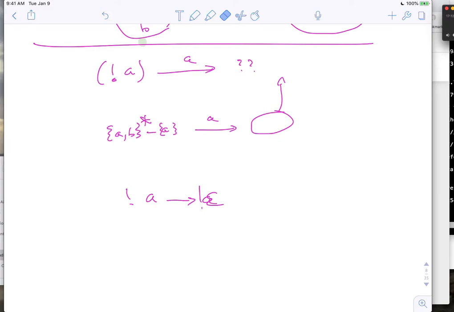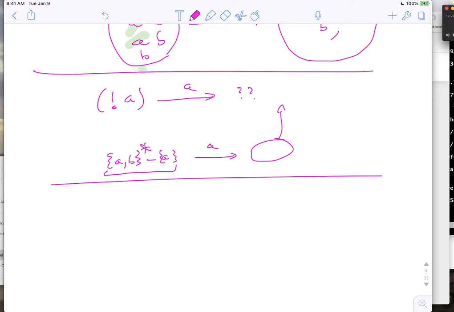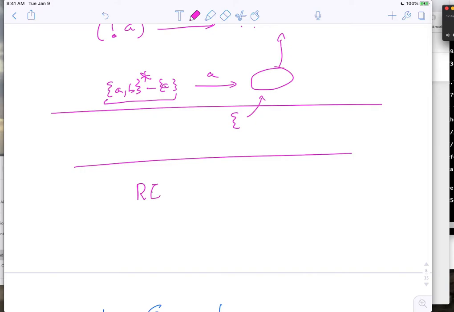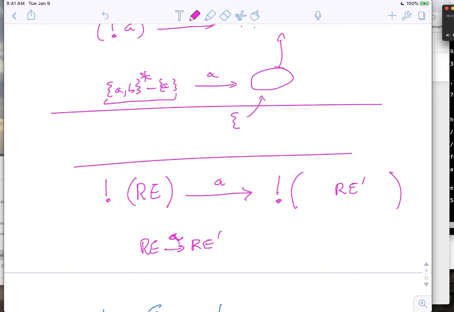Oh, the new language? If I take off A, I'll be getting all but A schematically, and that has to be AB star minus epsilon, totally. Yeah, that's what it is. So is it the case that a derivative of a negation is the same as the negation of a derivative? That's right. So the general rule of a derivative of a negation through any symbol A is the negation of the derivative. I'll write it schematically: suppose RE goes through A to RE prime, then the negation of RE upon A goes to the negation of RE prime.